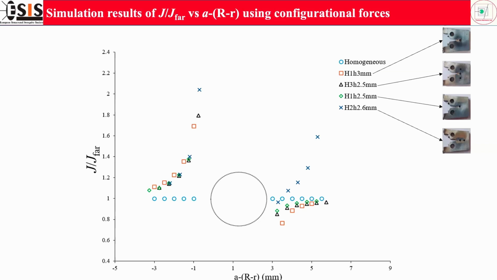Like in this case, the hole diameter is 3 mm. In this case, 3 holes are there of the diameter 2.5 mm. Here in this case, a single hole is there of the diameter 2.5 mm. And here in the last case, 2 holes are present of the diameter 2.6 mm.